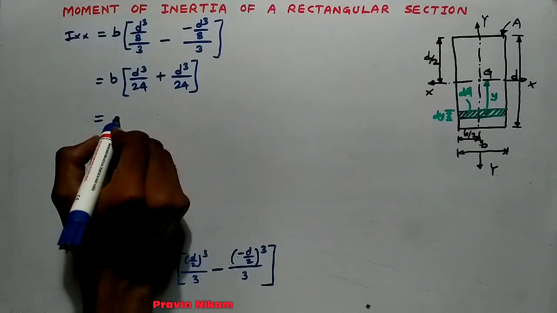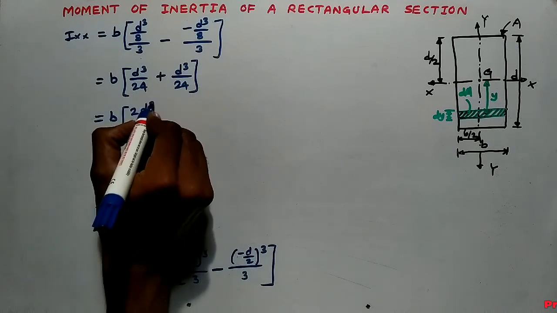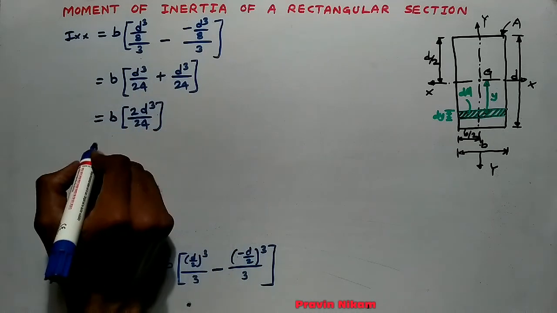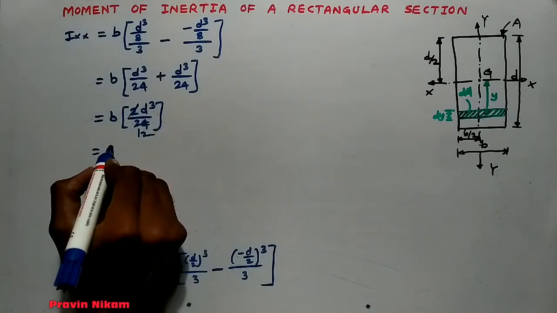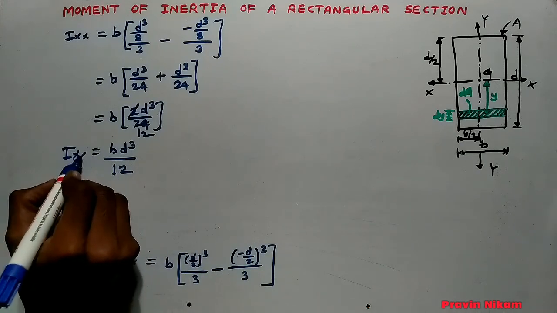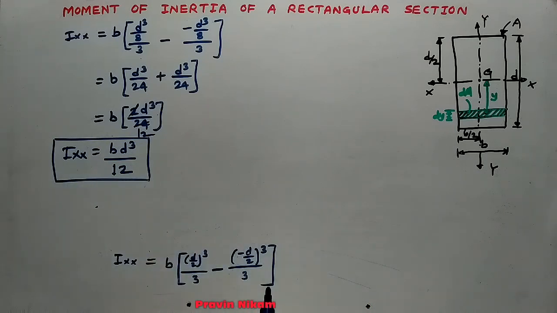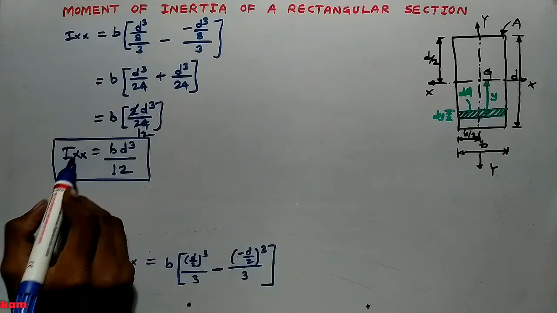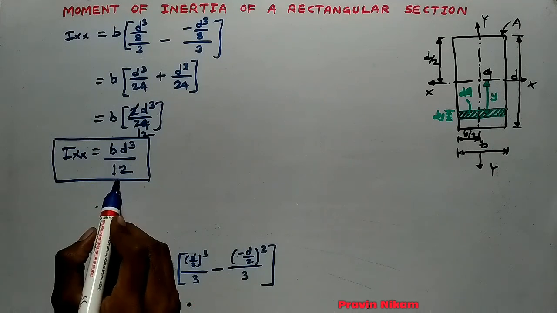So that is equal to b into 2 times d cube divided by 24, because the terms are the same, therefore 2 times. So 2 twelves, that is b into d cube divided by 12. So this is Ixx, the formula for the moment of inertia of a rectangle about the xx axis, which is equal to bd cube divided by 12.